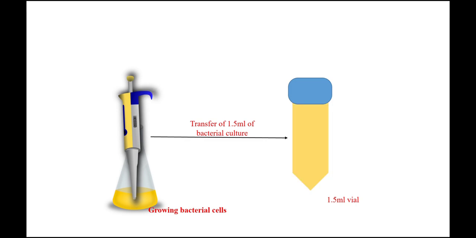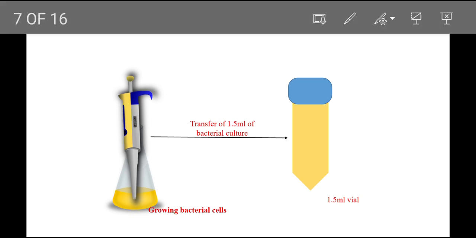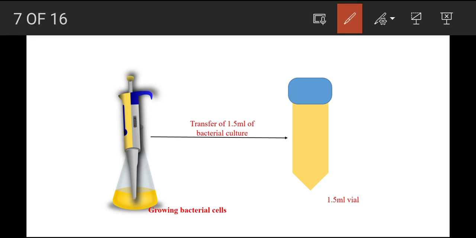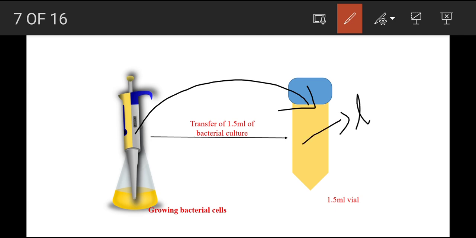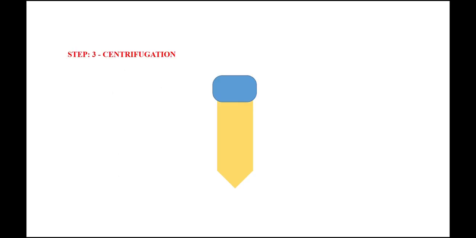See, this is how you have to transfer the broth containing cells into a fresh tube. Now the tube is filled with broth. The broth in turn contains a number of cells. After this process, the next step is centrifugation.